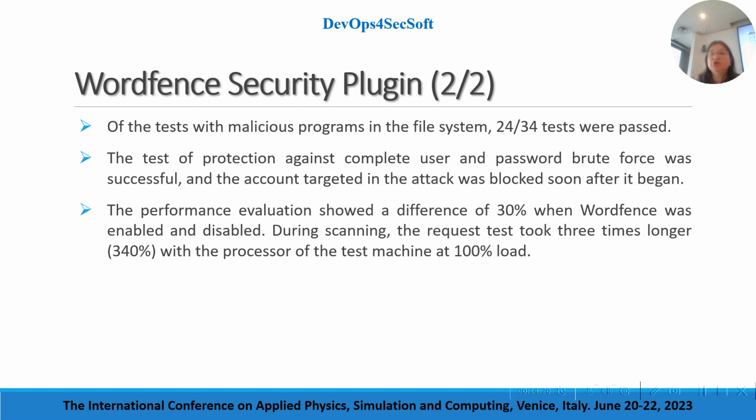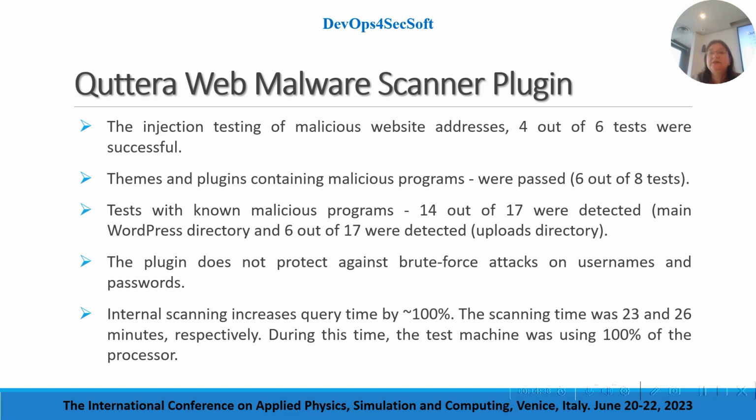And the performance evaluation shows a difference of 30% when WordPress was enabled and disabled. During the scanning, the request test took 3 times longer, around 300%, with the process of the test machines of the 200 volt. And the last plugin, which is the Qtera web malware scanner, the injection testing of the malicious web addresses, 4 out of the 6 tests were successful. Themes and plugins containing malicious programs were passed, so 6 out of the 8 tests. Tests with known malicious programs, 14 out of the 15 were detected.